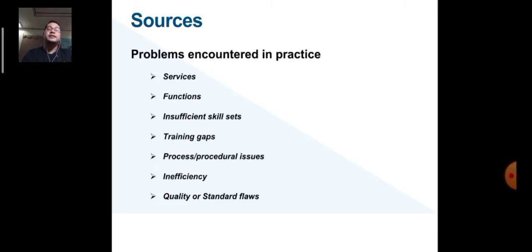Insufficient skill sets, rather. So when you talk about insufficient skill sets, these maybe are things that you see that are not enough. For example, in our school, there may be some skill sets in research that we think are lacking and we wanted to improve. So you do research and basically find out what's the best thing to do in order to improve it, the how and the what.